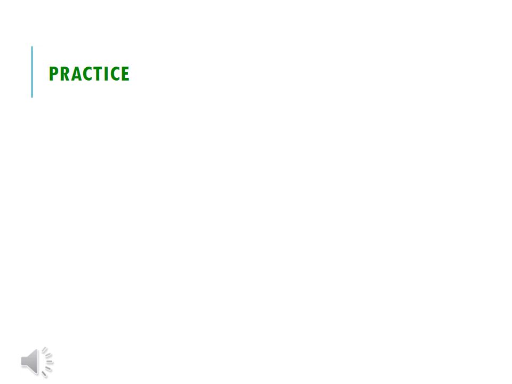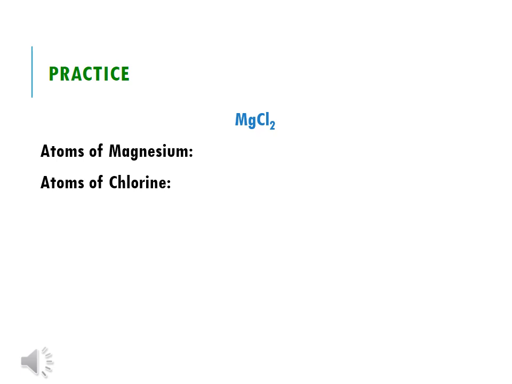All right, let's do some practice. Let's start you off easy. MgCl2, or magnesium chloride. How many atoms of magnesium and how many atoms of chlorine are there here? So see if you can figure this one out. Okay, you got it? All right, there's 1 atom of magnesium because there is no subscript after magnesium. And there are 2 atoms of chlorine because chlorine has a subscript too.